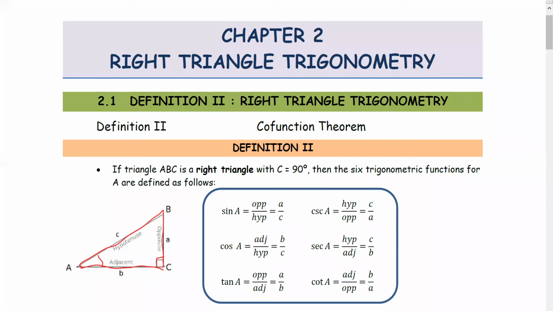As you recall, the cosecant of A is the reciprocal of the sine of A, which is the hypotenuse divided by opposite, or c over a. The secant of A is the reciprocal of the cosine of A, or the hypotenuse divided by adjacent, or c over b. The cotangent of A is the reciprocal of the tangent of A, or adjacent divided by opposite, or the side b divided by the side a.